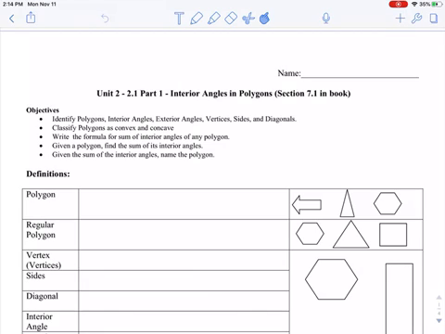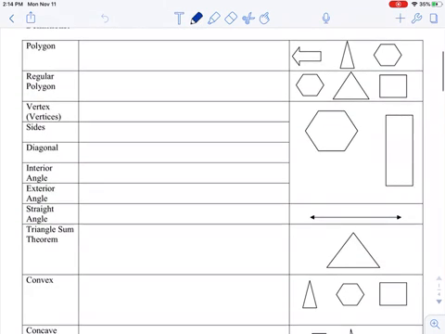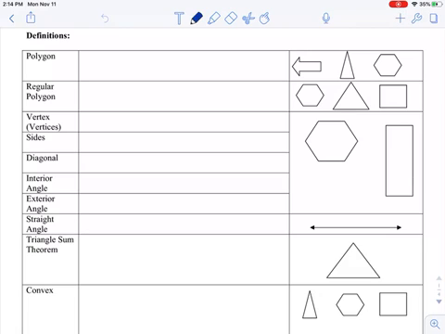Here are the notes for part 1 of Unit 2.1. We'll be looking at interior angles and polygons. We're going to start by looking at some definitions. The first definition we'll look at is the definition of a polygon itself.